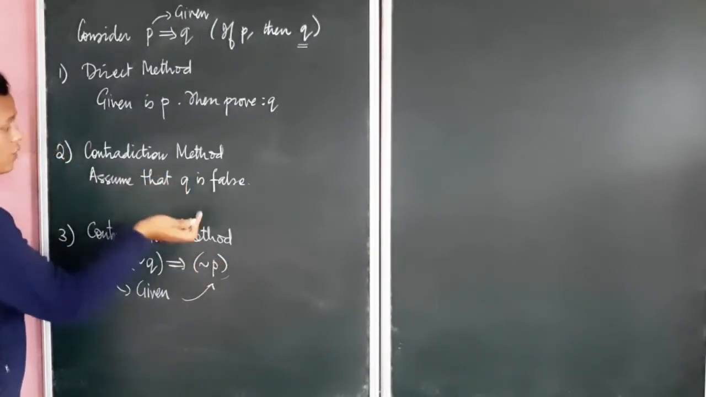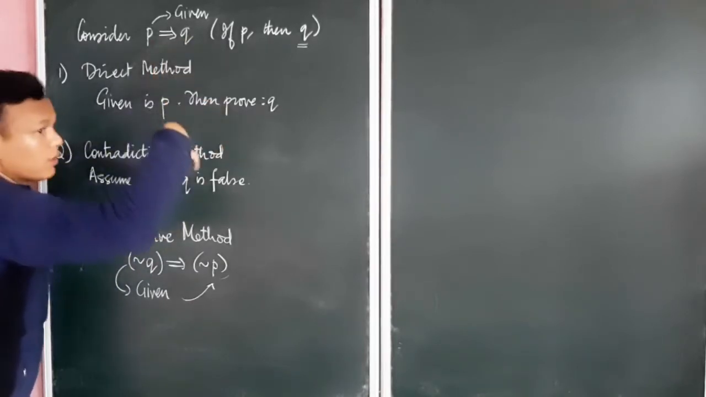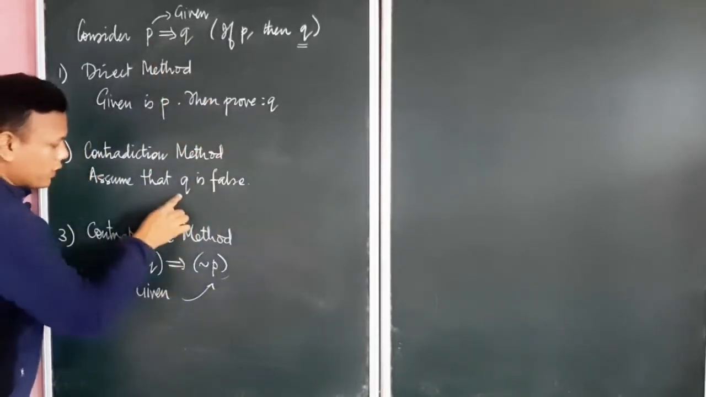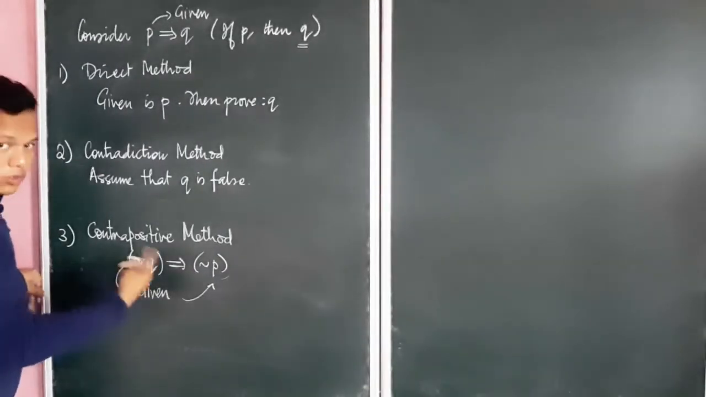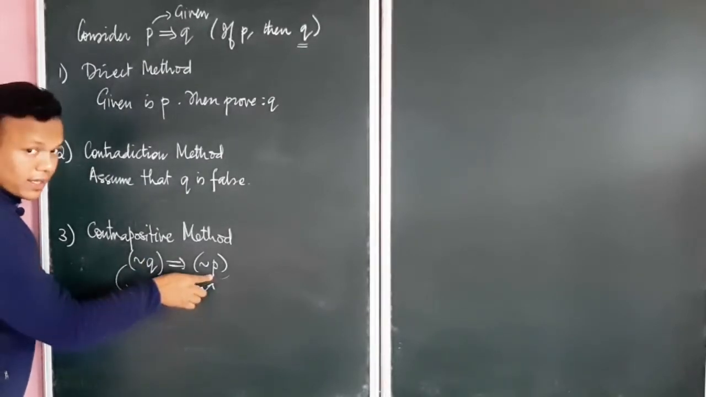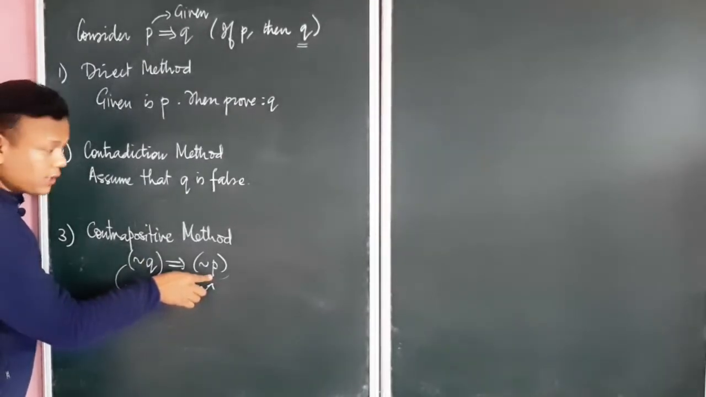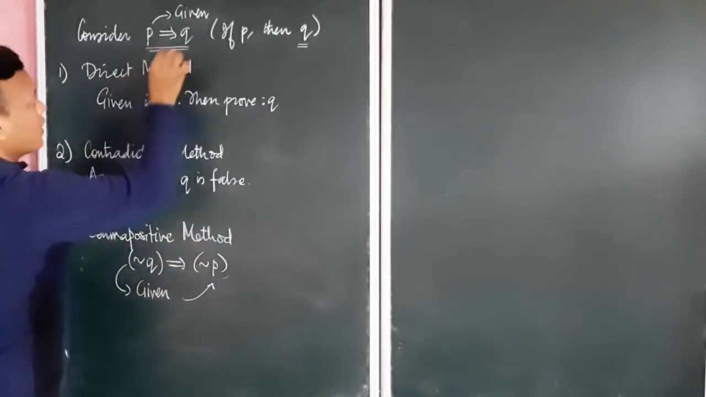Because we started with Q, right? We started with Q and we are taking the false part of Q, and this is also the false part of Q, isn't it? Negation of Q means the false part of Q, so that's why this is given to you and you have to arrive at negation of P. Alright, so these are the three different methods which are used for proving if-then statements.